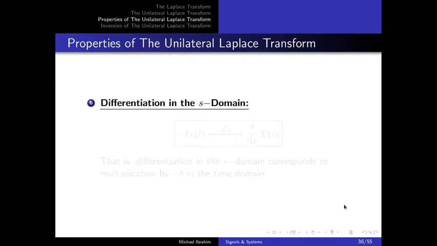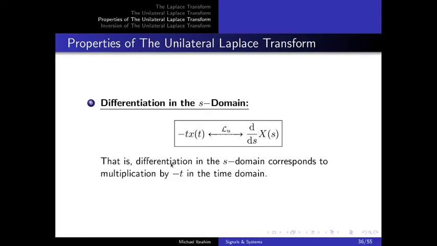The next property is a differentiation in the S-domain. If we know a signal x of t whose transform is capital X of s, now if we do a differentiation in the S-domain, d by ds X of s, this will give us in time domain minus t x of t. So multiplying in the time domain by minus t will give us differentiation in the S-domain. That is, the differentiation in the S-domain corresponds to multiplication by minus t in time domain.